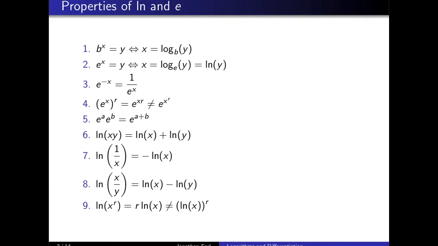But then if we have the natural logarithm of x raised to the r, so it's x raised to the r and then we take the natural logarithm of that, we can pull the exponent r out in front and get r times the natural logarithm of x, and that is different from taking the natural logarithm of x and then raising that whole expression to the r. So those two things are very different. You want to keep straight which ones you're doing.